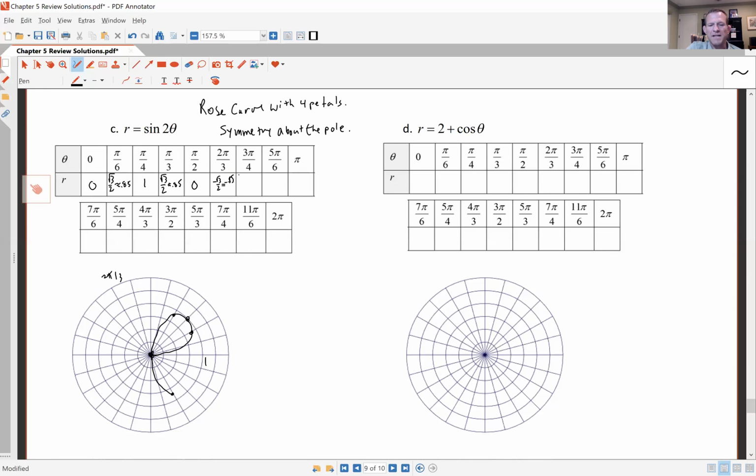3 pi over 4. Sine of 2 times 3 pi over 4 is the sine of 3 pi over 2. That's negative 1. Sine of 2 times 5 pi over 6, or the sine of 5 pi over 3, that's negative root 3 over 2, or negative 0.85. So at 3 pi over 4, we're at negative 1, and then we're back at another negative 0.85. And then at pi, sine of 2 pi is 0. We are back at 0.